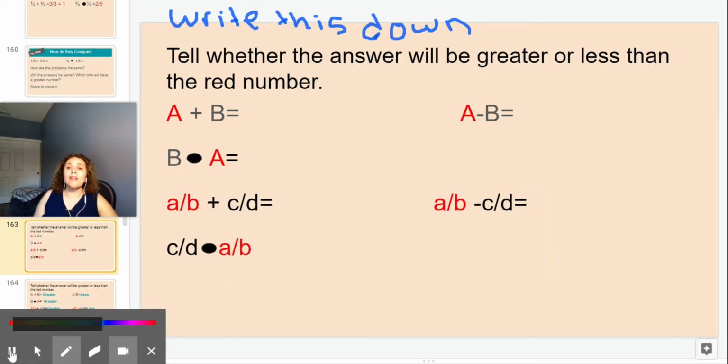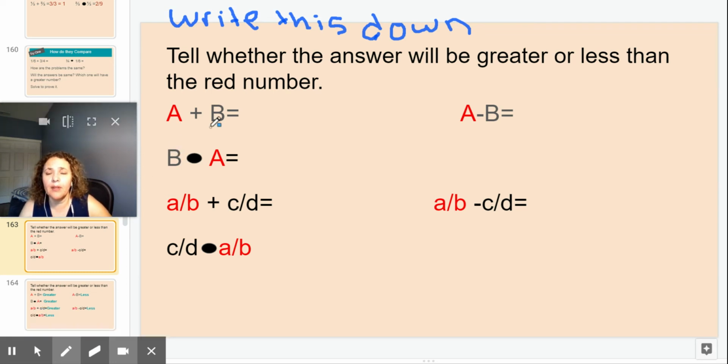Okay, write this down because we're going to be reviewing what happens to our numbers when we add and subtract. So tell whether the answer will be greater or less than the red number. So go ahead and write this down. What happens when you add A plus B? Is the number going to get bigger? Is it going to be greater, or is it going to be less than the red number?